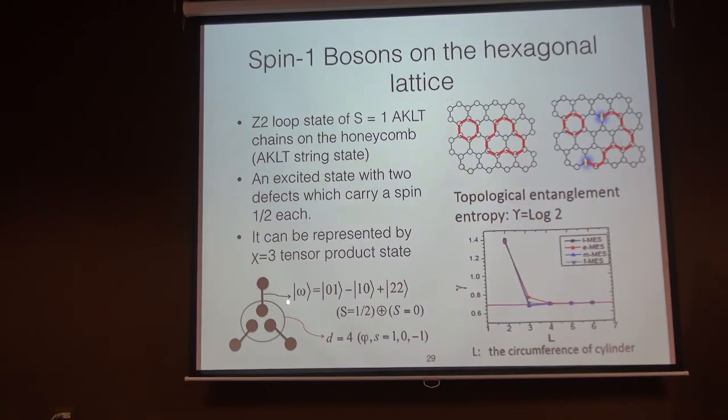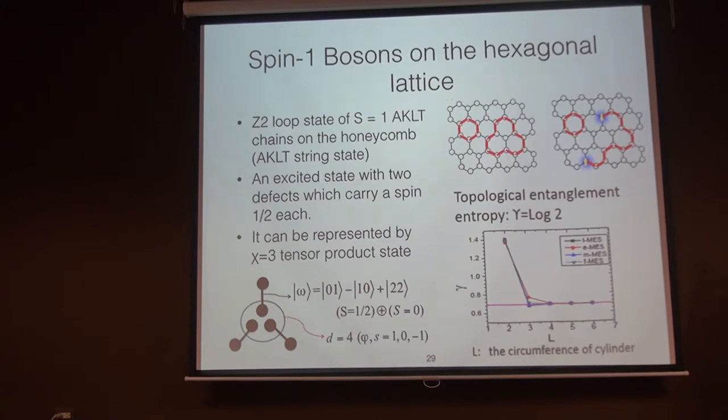And we can build up this phase by using spin 1 bosons on the honeycomb lattice. Okay, and then for the tensor product state like this, we can prepare some maximally entangled states and do some projection. And then we write down our wave function using the tensor product state and put it on a long cylinder. So we can calculate the topological entanglement entropy. Once we increase the circumference of the cylinder, we can find the topological entanglement entropy will be close to log 2.